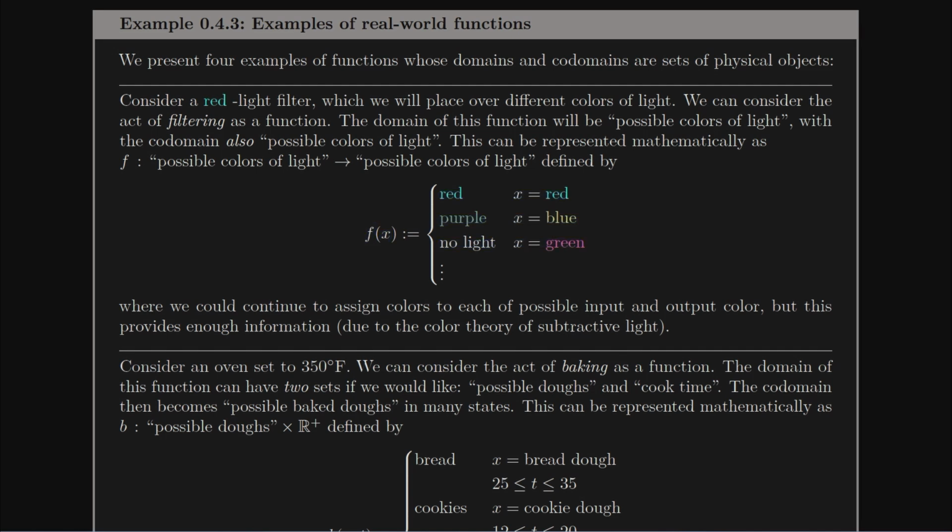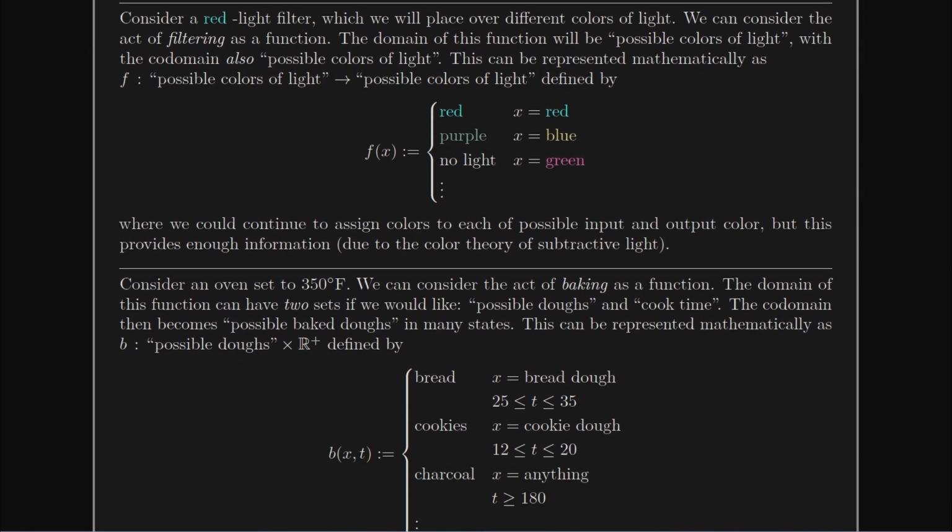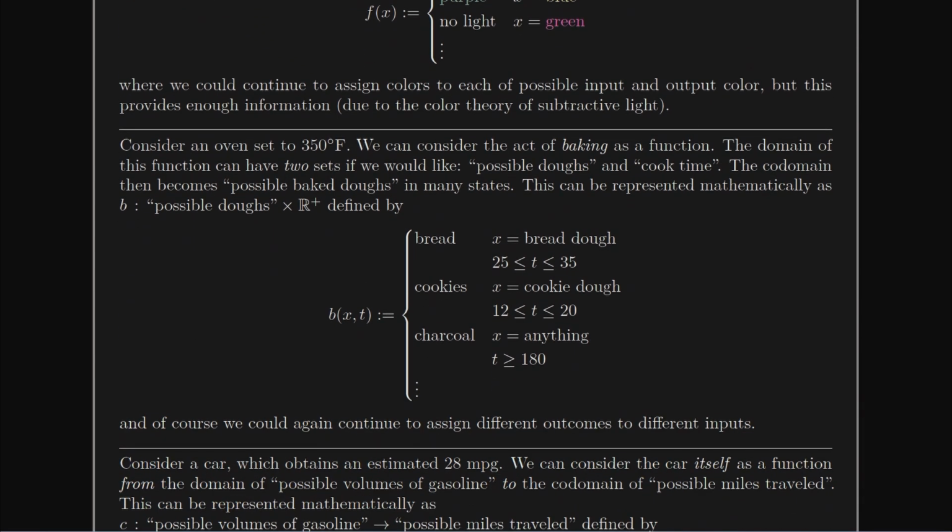And in this case, I've written the function as f, which maps the domain, possible colors of light, to the codomain, possible colors of light. And it's defined by this piecewise function, but I actually haven't included any numbers in this function, for example. So giving us the ability to talk about real world actions as mathematical functions allows us to apply our intuitions of math to the real world, which is quite useful.